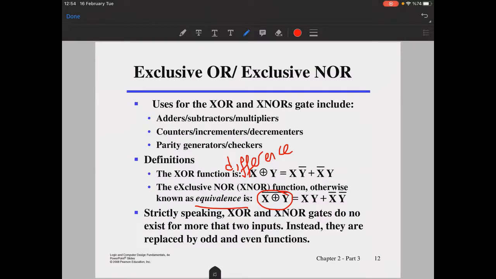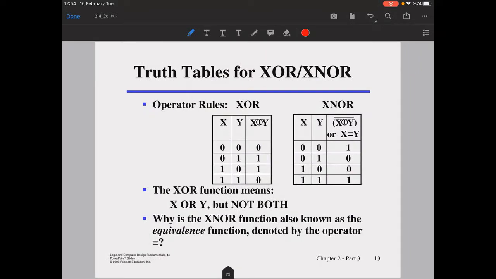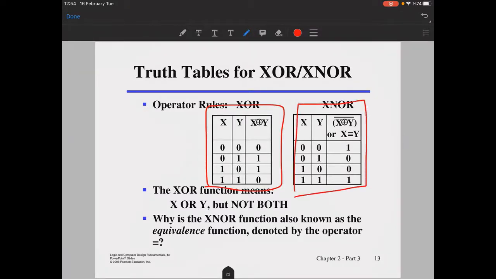Normally they don't have more than 2 inputs. But if you want to have a system with 3 or more input XOR and XNOR gates, you cascade them, and they are called odd and even functions, depending on counting the number of ones in their index values. So here you see the truth tables of them. Okay, this is your difference function, and this is your equivalence function.